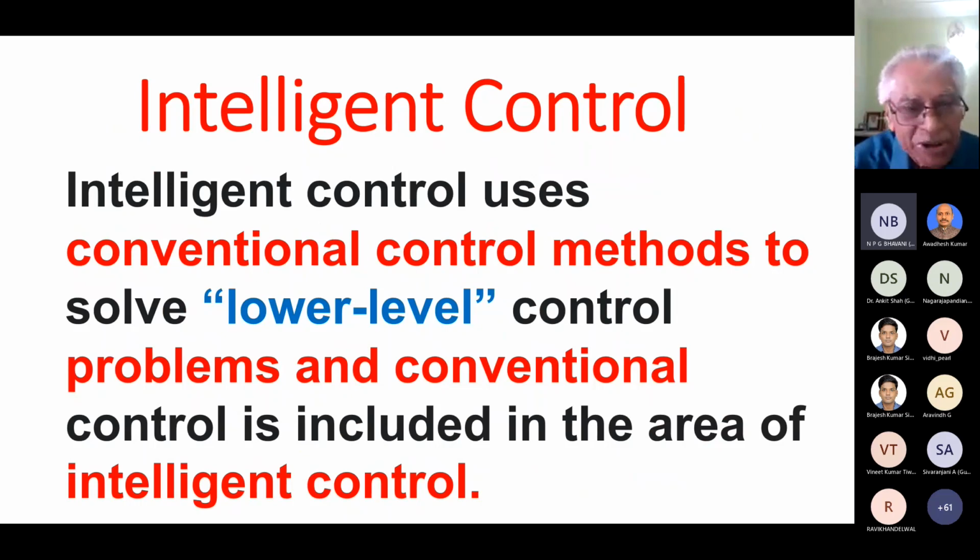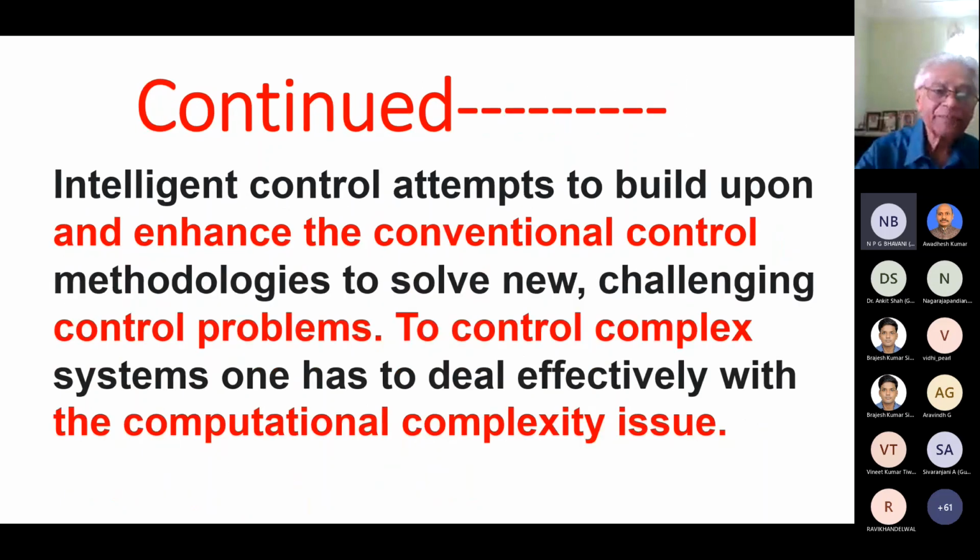So intelligent control uses conventional control methods to solve lower level control problems, and conventional control is included in the area of intelligent control. I mean, lower level can also be included, and also the conventional control problems can also be included in the area of intelligent control. The idea is just to have as precise and as quick control as possible. So efficiency is higher, preciseness is higher, accuracy is higher. This is what intelligent control aims to achieve.